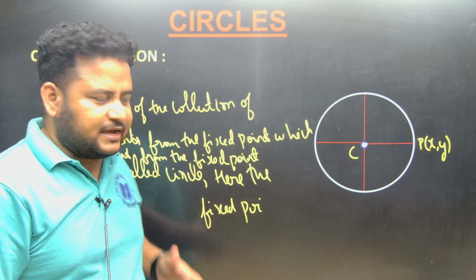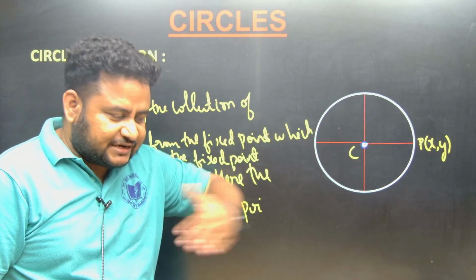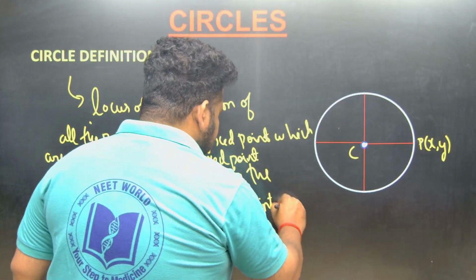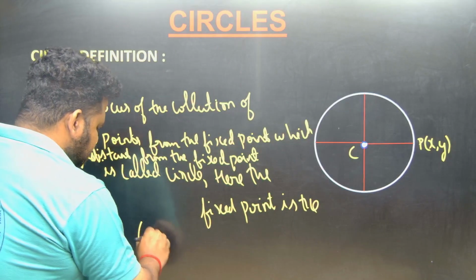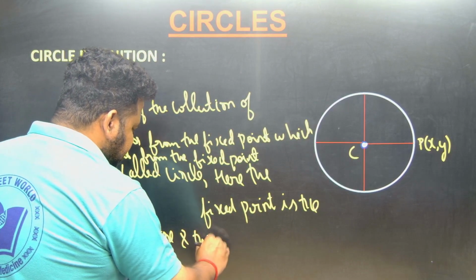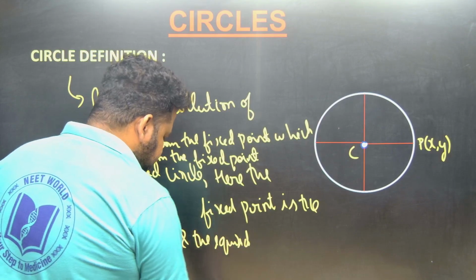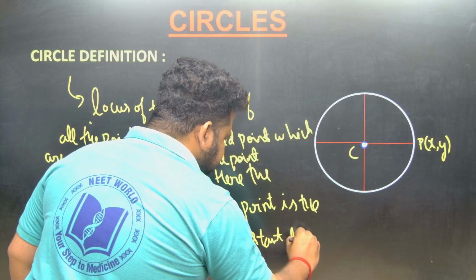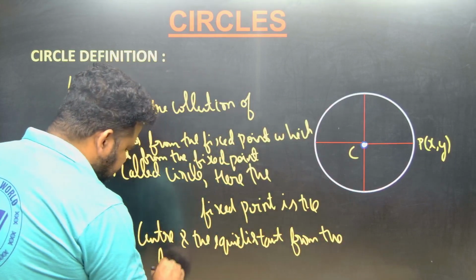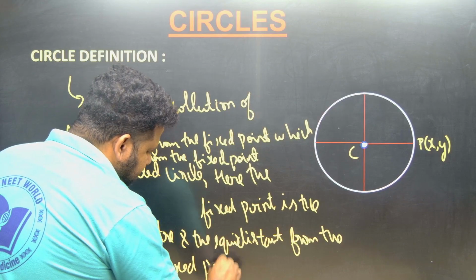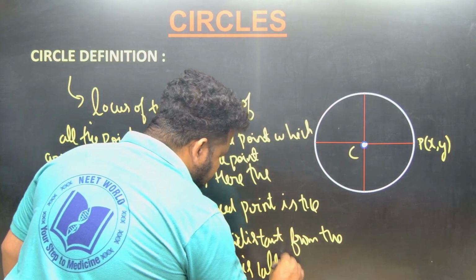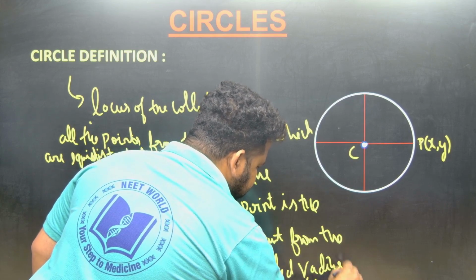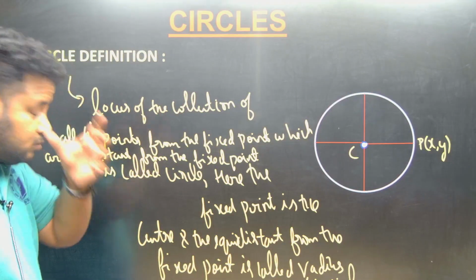That fixed point is called the center of the circle, and the equal distance is called the radius of the circle. Here the fixed point is the center, and the equidistance from the fixed point is called the radius of the circle. Clear? So this is the most comprehensive definition that you can have of what a circle is.